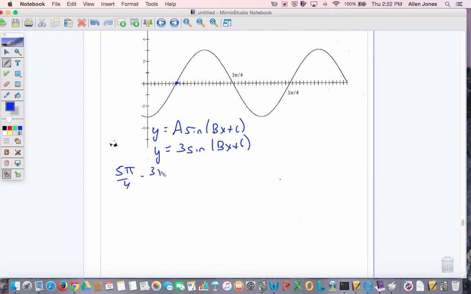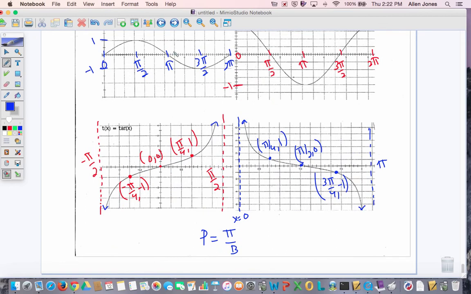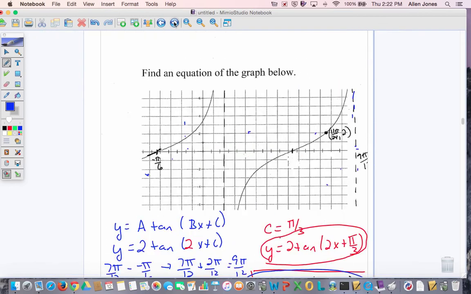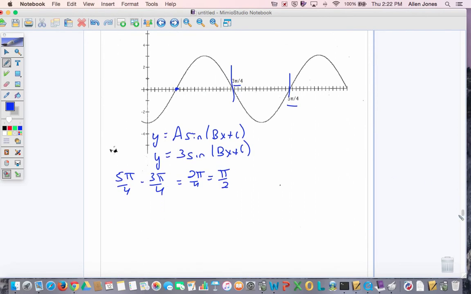Okay, so to find our b value, we've kind of outlined that into a 3-step process. The first step is to find the distance between 2 points on the x-axis. The only 2 points we know are these two, so I'm going to subtract those two. 5 pi over 4 minus 3 pi over 4 is 2 pi over 4, or pi over 2. We found the distance from here to here. I'm going to backtrack to our generic curve. We found the distance from here to here, which I hope we would all agree is a half of a period.